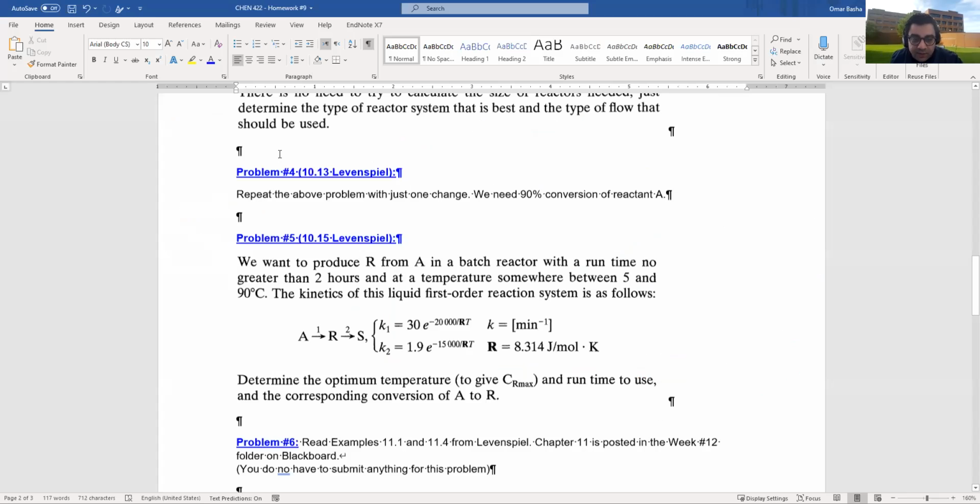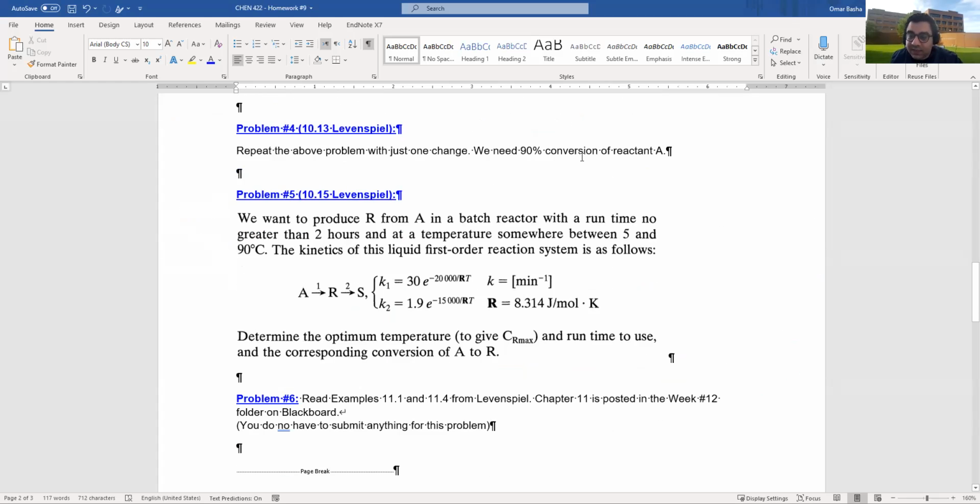So for 10.3, repeat the above problem with just one change. We need 90% conversion of reactant A. It's the same problem, except I have 90% conversion of A. Let's write our givens here. This is problem 4. Again, the reaction is A plus B goes to 2B, minus RA is equal to K CA CB. CA naught is 90, CB naught is 10, and in this case XA is 0.9.